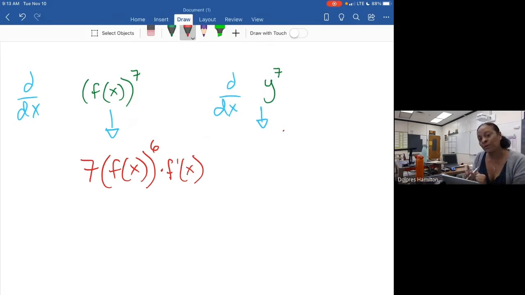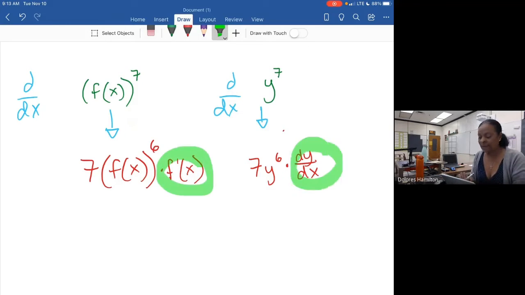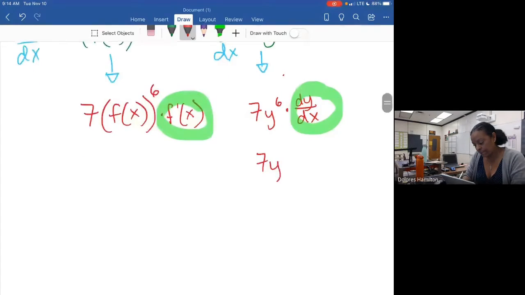Here's what that looks like when we derive y to the 7th with respect to x. We bring the 7 down, y is now raised to the 6th power, but we also include this dy/dx. That has the same meaning as times f prime of x. There are some books, and some of you may want to write that as times y prime, and that's okay. It's just that if you are sloppy, oftentimes that prime gets lost and you end up with something that looks different from dy/dx.